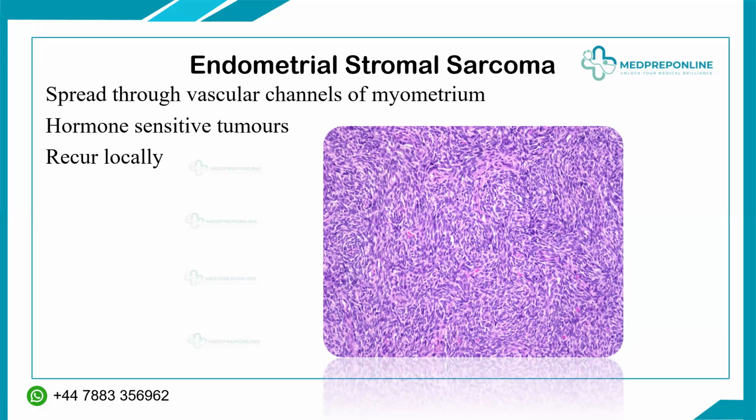Now coming to the next type, which is endometrial stromal sarcoma. So these will spread through vascular channels, right? So now you can see through the picture, most of the cells are in the stroma. So the entire stroma has been invaded. There is no glandular structure, and all of the neoplastic cells are present in the stroma. So these are hormone sensitive tumors, and they recur locally.